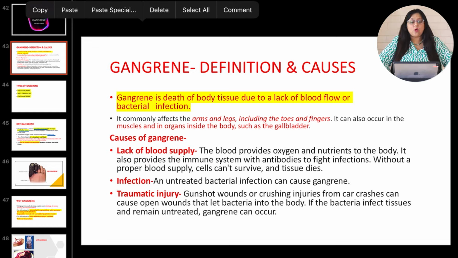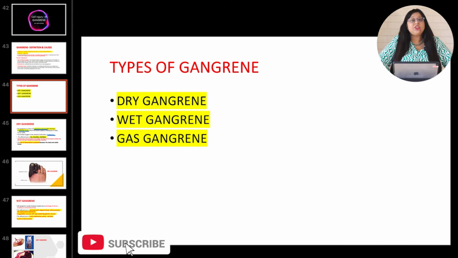What are the causes of gangrene? It could be because of lack of blood supply, bacterial infection, or traumatic injury. Coming to the types of gangrene, there are three types: dry gangrene, wet gangrene, and gas gangrene.